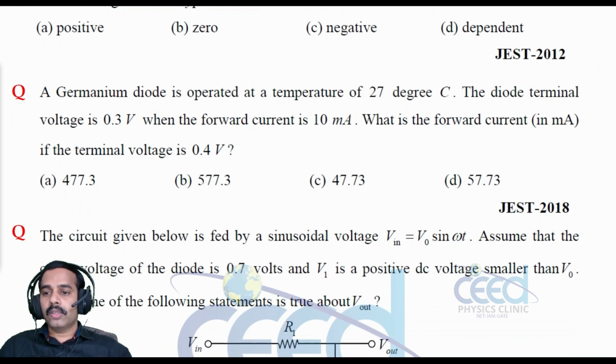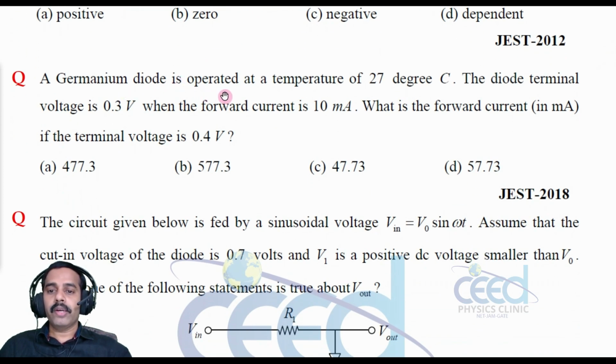Now let us come to another question. A germanium diode is operated at a temperature of 27 degrees Celsius. The diode terminal voltage is 0.3 volt when the forward current is 10 milliampere. What is the forward current in milliampere if the terminal voltage is 0.4 volt? So if the terminal voltage is 0.3 volt, the current is 10 milliampere. What is the current when the terminal voltage is 0.4 volt?